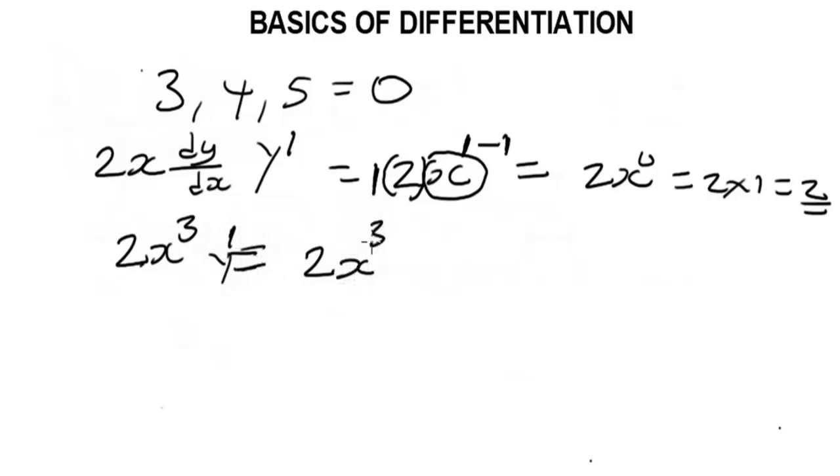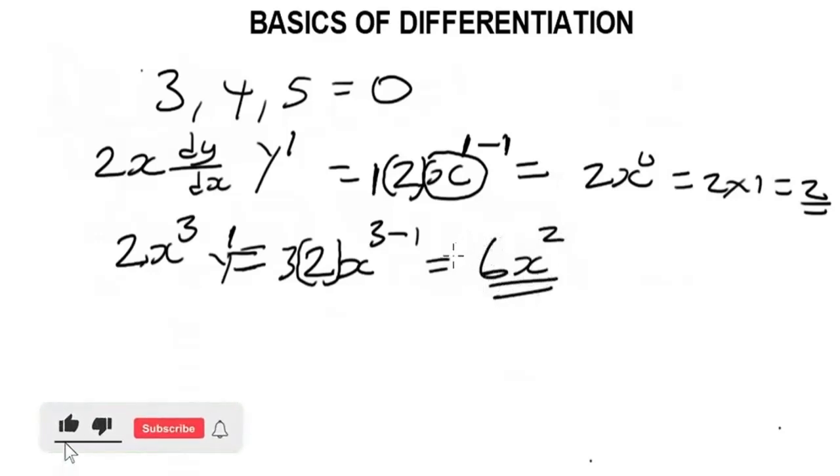The power is 3 minus 1. At the same time, this power comes to the back of this 2 and multiplies the 2. So your final answer will now be 3 times 2 gives you 6x. This 3 minus 1 gives you 2. So guys, this will be our final answer. As simple as that, guys.